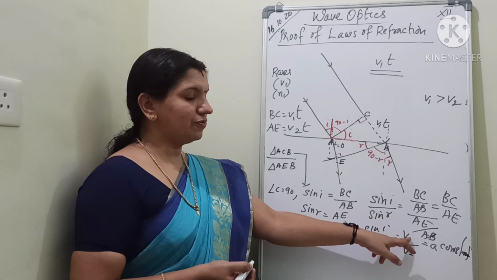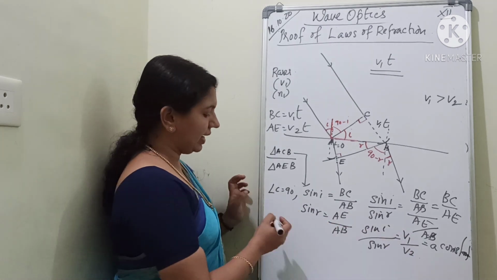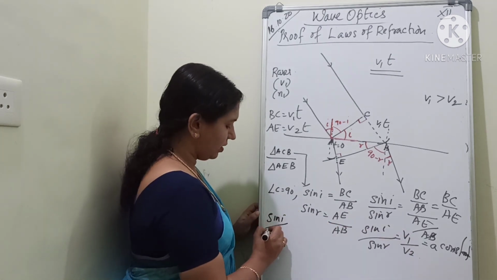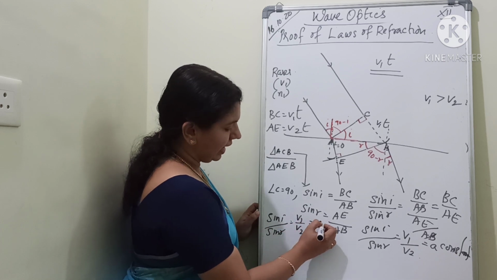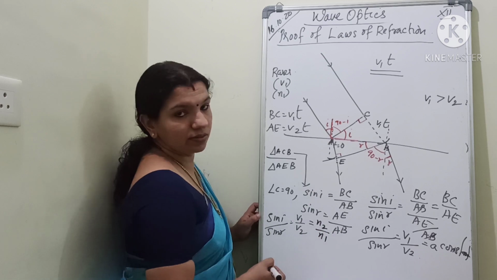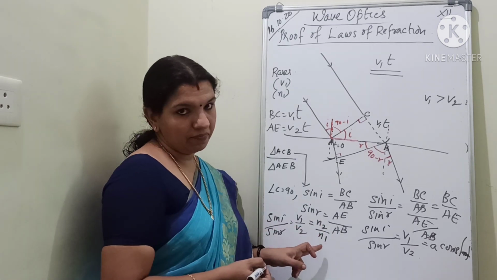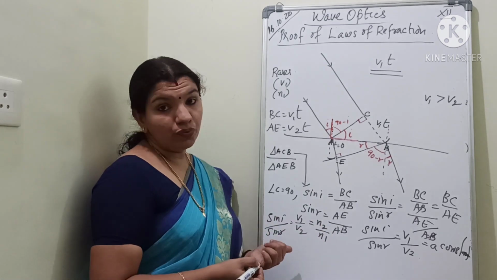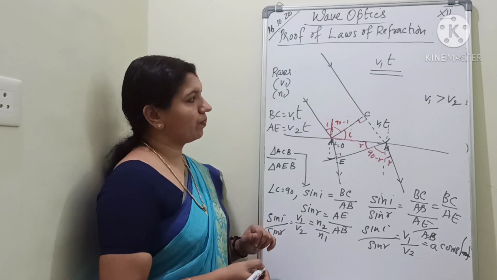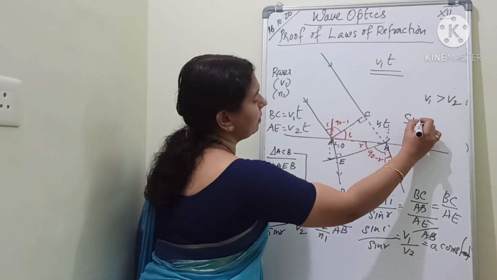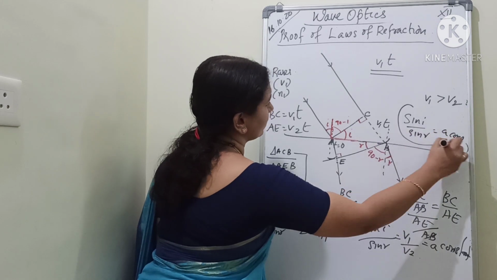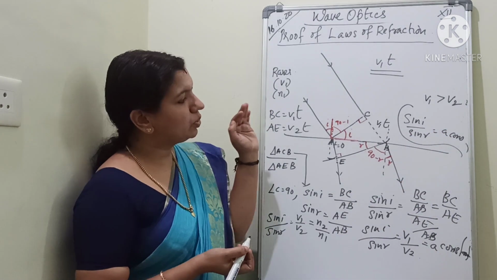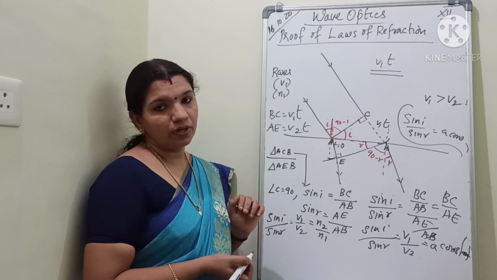In terms of refractive index, I can write sin i by sin r is equal to V1 by V2, which is N2 by N1, isn't it? Clear? So we proved what? Snell's law. What is Snell's law? Sin i by sin r is a constant. Clear? We have come to the proof of the law of refraction.